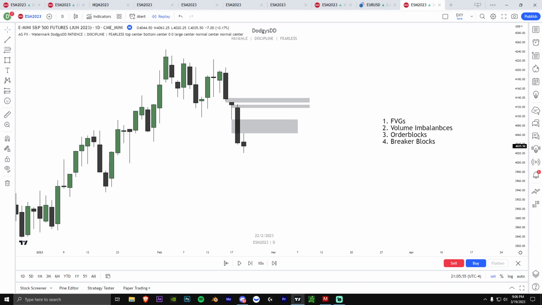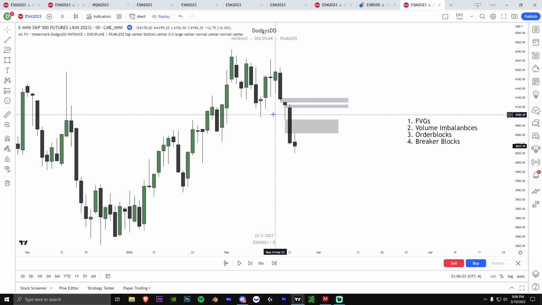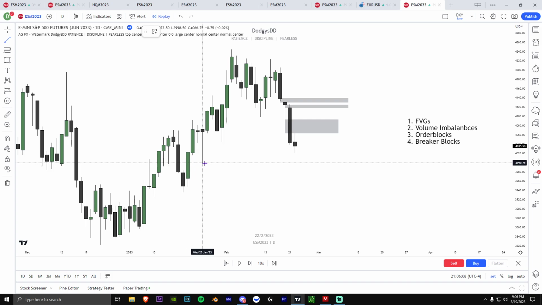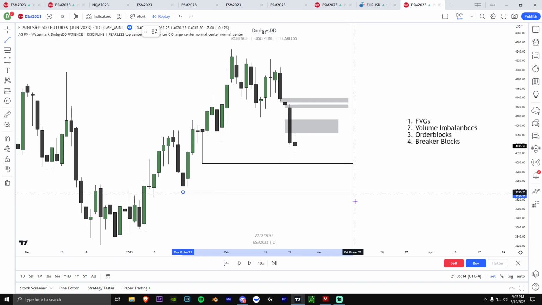And what I'm looking for here is, I'm not guessing if we're going to retrace back up here. I am not guessing at all. And I also mark old obvious lows inside, like see how this low was made inside this fair value gap here? This is an important low to me, and this is also an important low to me.